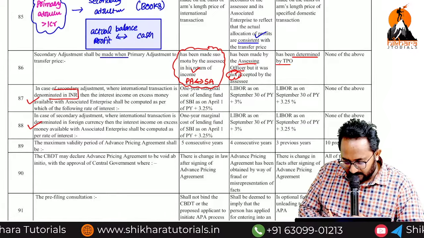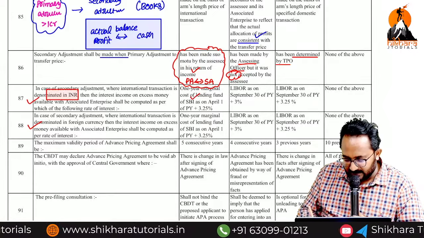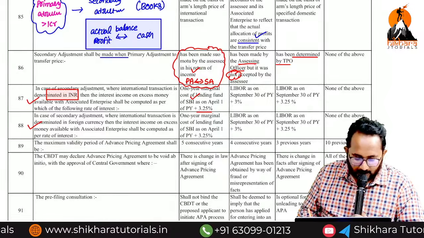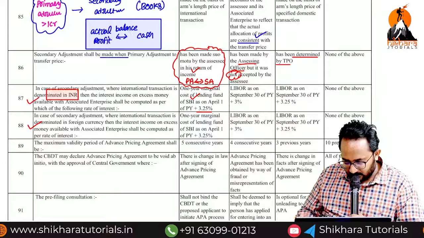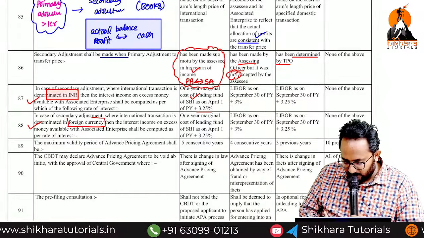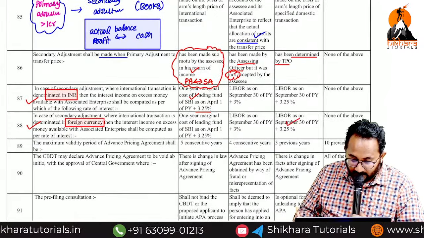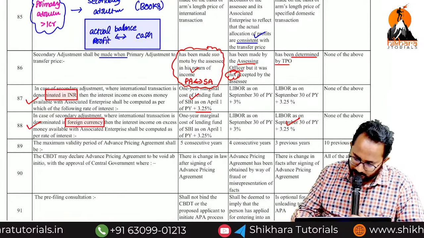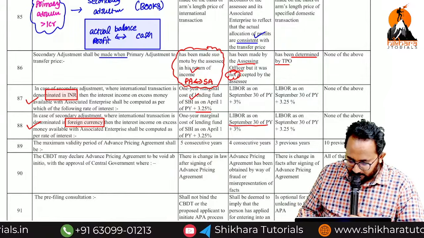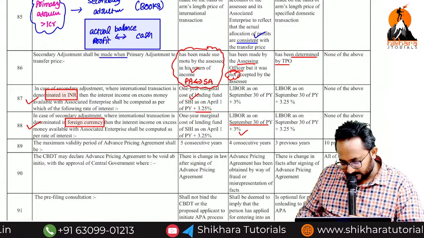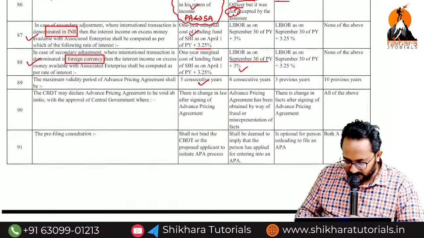Next, secondary adjustment related interest rate. If the international transaction is denominated in Indian currency, please take the 1 year lending rate of SBI, plus we have to add 3.25% as an adjustment. If the transaction is denominated in foreign currency, we have to take the 6 months LIBOR rate as on 30th September, and we have to add 3%. Advance pricing agreement is valid for 5 consecutive years.